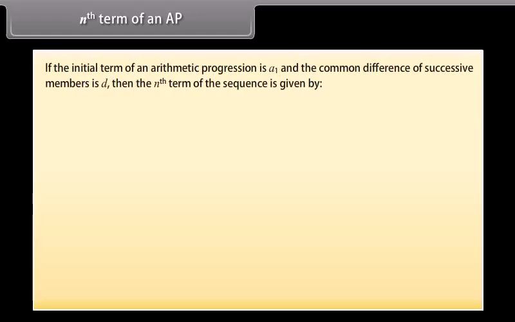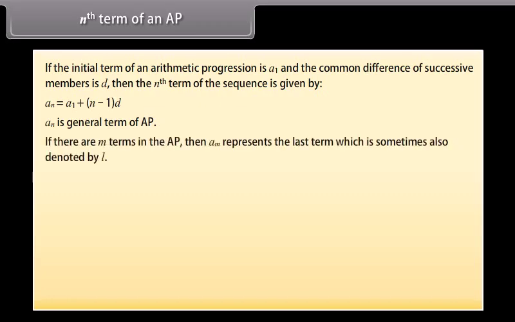Nth term of an AP. If the initial term of an arithmetic progression is A1 and the common difference of successive numbers is D, then the nth term of the sequence is given by An is equal to A1 plus n minus 1 into D. We know that An is also called the general term of the AP. If there are m terms in the AP, then Am represents the last term, which is sometimes also denoted by L.